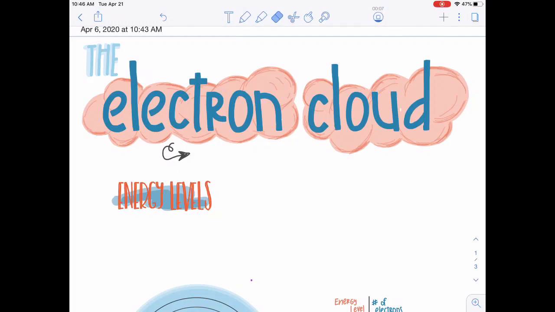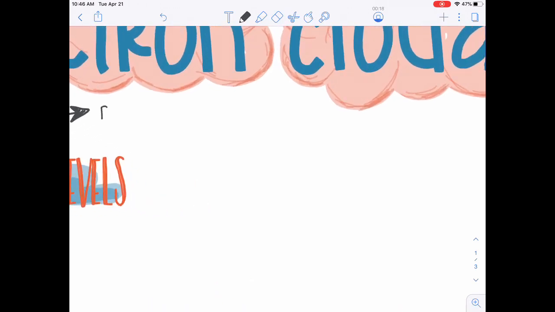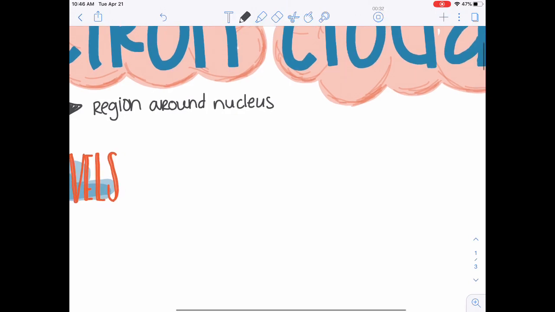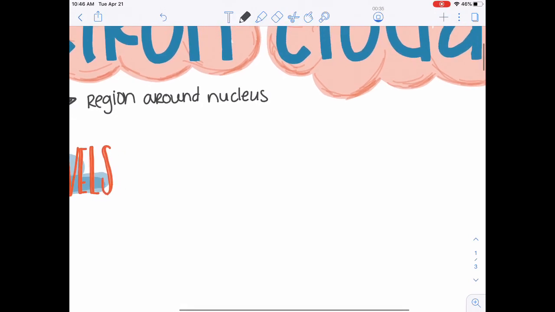The electron cloud. The electron cloud is the region around the nucleus where we have the greatest probability of finding the electrons. There's no hard, rigid shell to the electron cloud. It's just much like a cloud in the sky. It just eventually kind of tapers off and gets less and less probable to find the electrons.